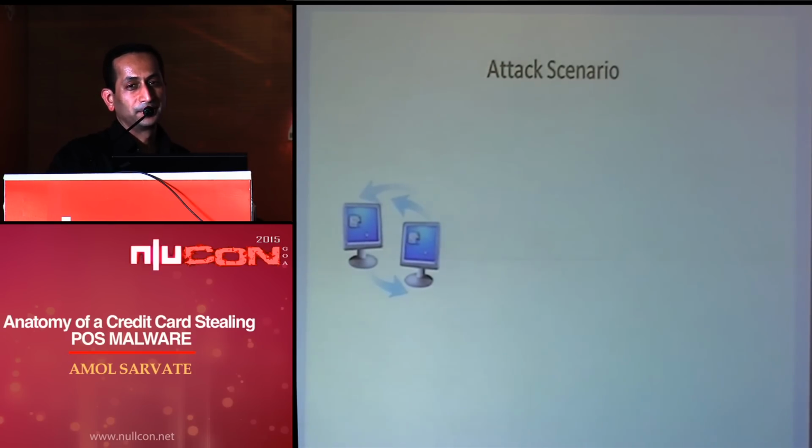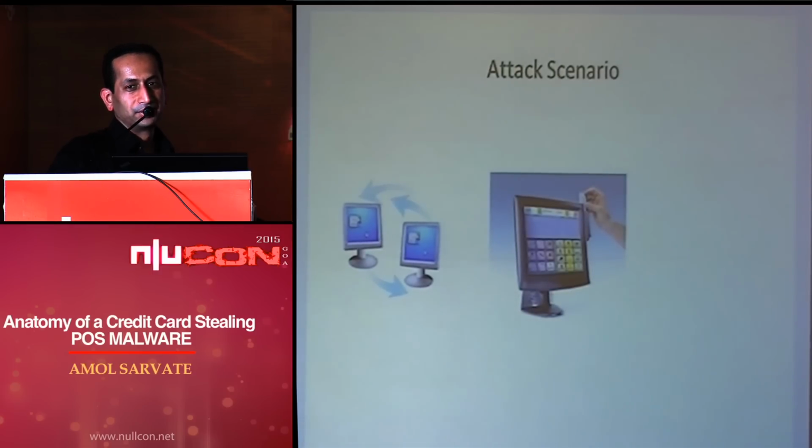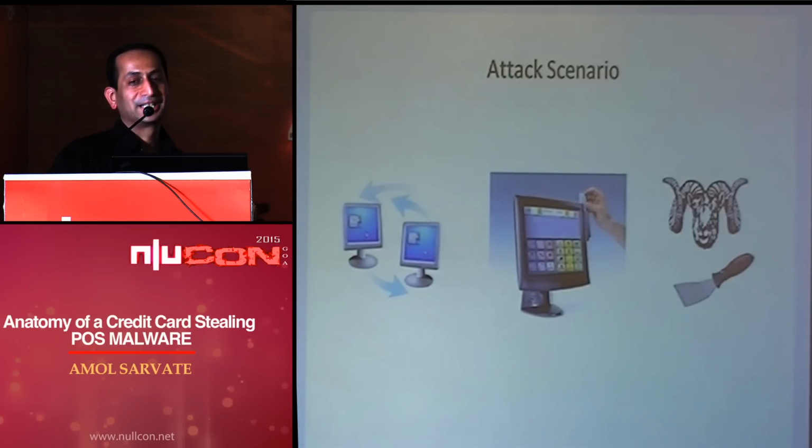So the attack scenario is basically that somehow the attacker is able to get the RAM scraper malware on the credit card terminal. Then a customer comes by, he or she swipes the card, and that's when the RAM scraping happens. The RAM scraper starts scraping the entire RAM for credit card data.